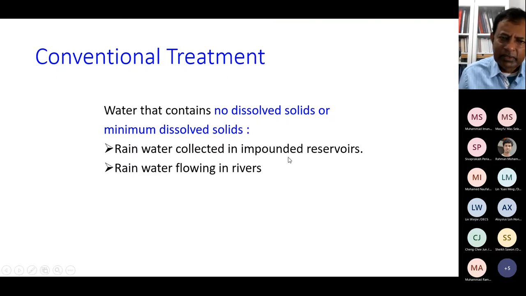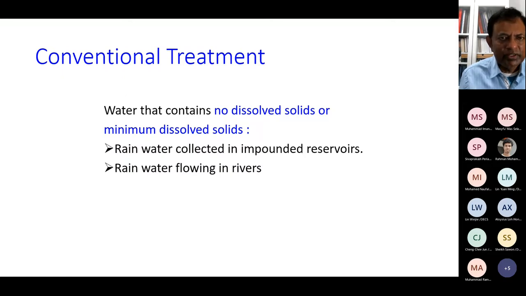And this is where our request from Malaysia comes in, because Malaysia has impounded reservoirs and also river sources from which the water can be delivered to Singapore. Okay, and this water is from reservoir sources.